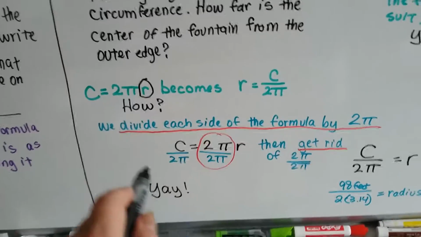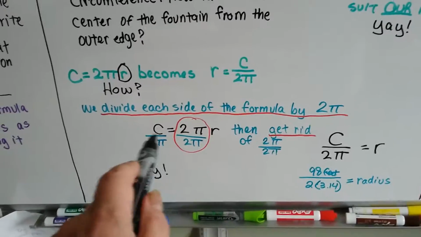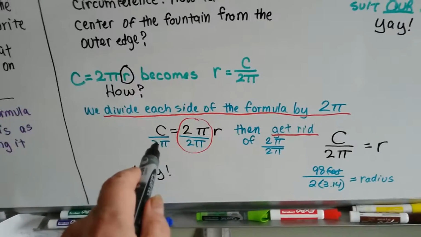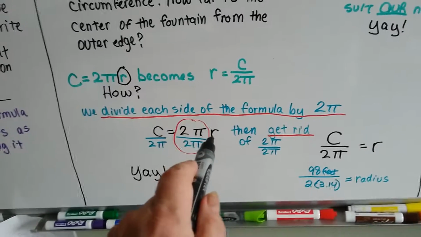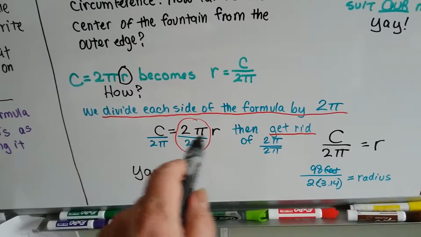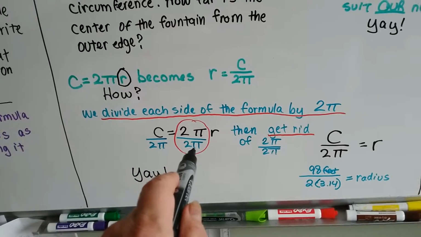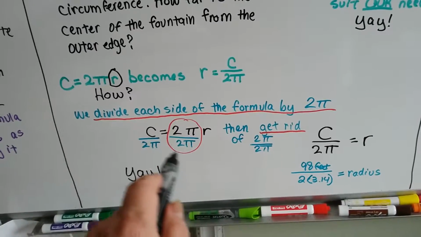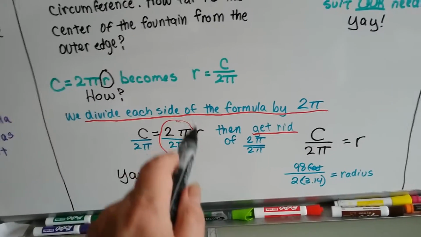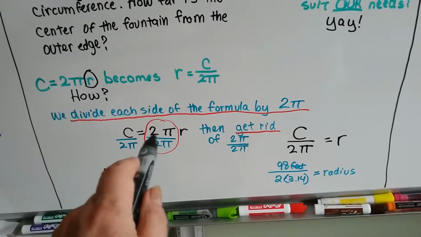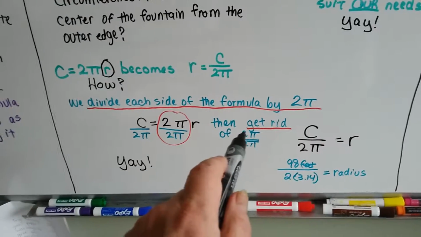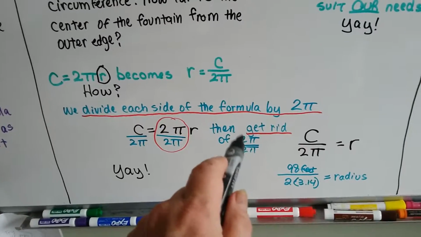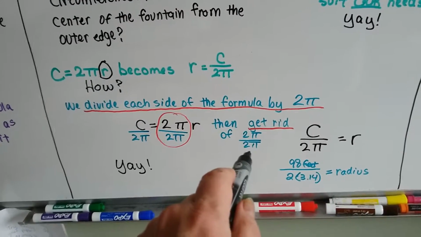2 pi, okay? So we put a line under the C and 2 pi on this side to divide the circumference by 2 pi, and we put a line underneath this side and divide it by 2 pi. So what happens is this ends up becoming a 1, and we get rid of it. We discard it. See? The 2 pi over 2 pi becomes a 1, because remember, any fraction that has the same numerator and denominator equals 1.